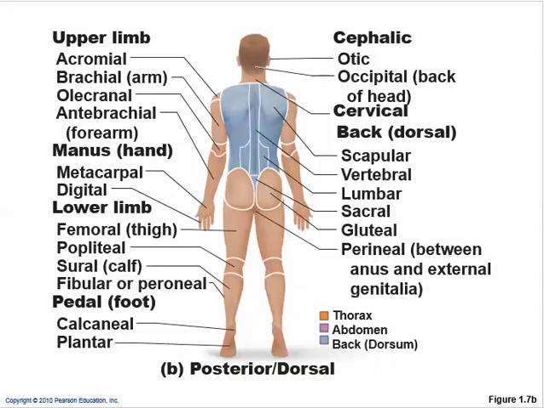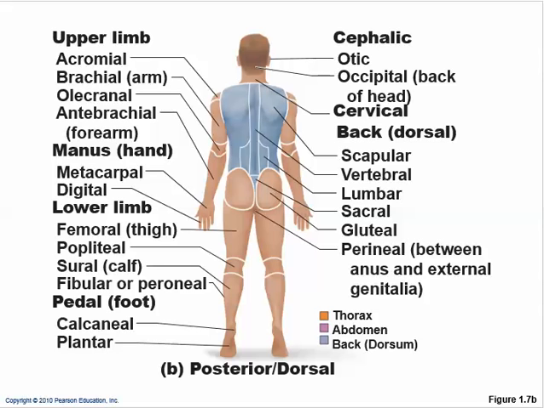On the back, we do the same thing. So a lot of it is the same. So the back of the elbow is the olecranon. The calf is the sural region. On the foot, the sole of the foot is the plantar region, and the heel is the calcaneal region.